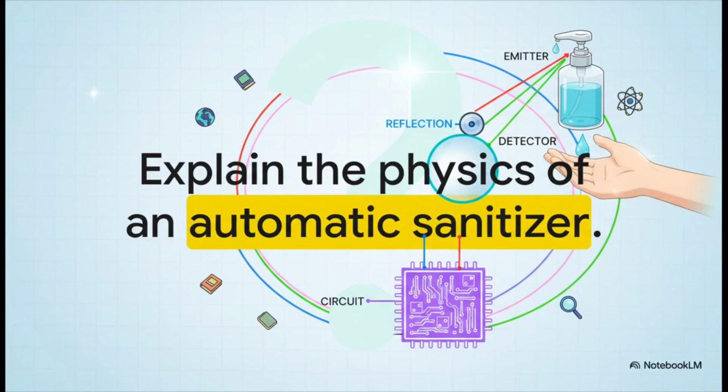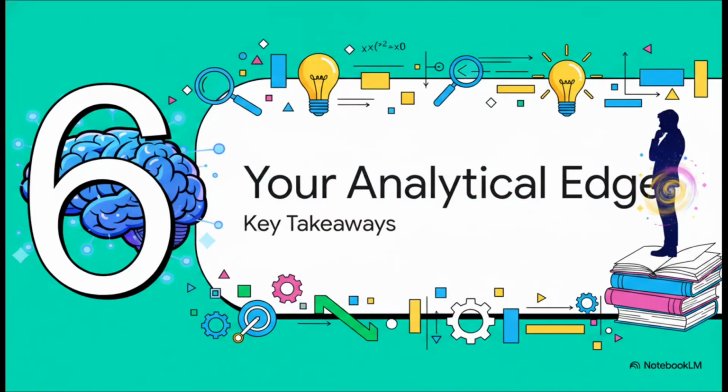Being able to calmly and clearly explain that four-step process we talked about, the emitter, the reflection, the detector, and the circuit, that would make a fantastic first impression. You see, it all comes down to this: developing your analytical edge. It's this skill, this way of thinking, that truly separates the successful aspirants from the rest.